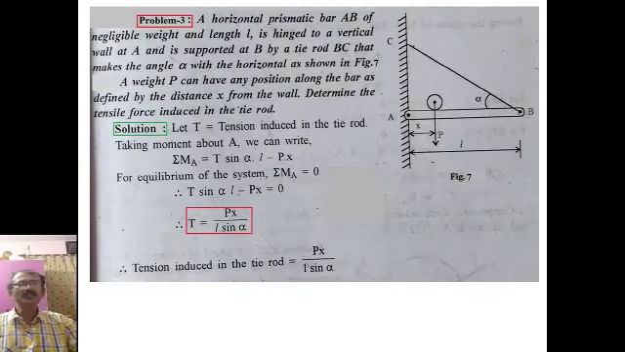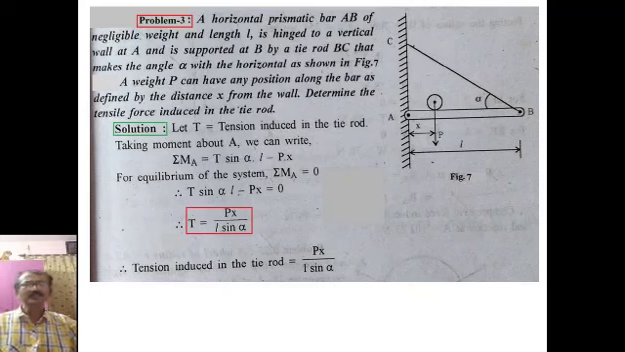Now, problem 3: a horizontal prismatic bar AB of negligible weight and length L is hinged to a vertical wall at A and is supported at B by a tie rod BC that makes an angle alpha with the horizontal as shown in figure 7. The vertical load P can have any position along the bar as defined by the distance x from the wall. Determine the tensile force induced in the tie rod.